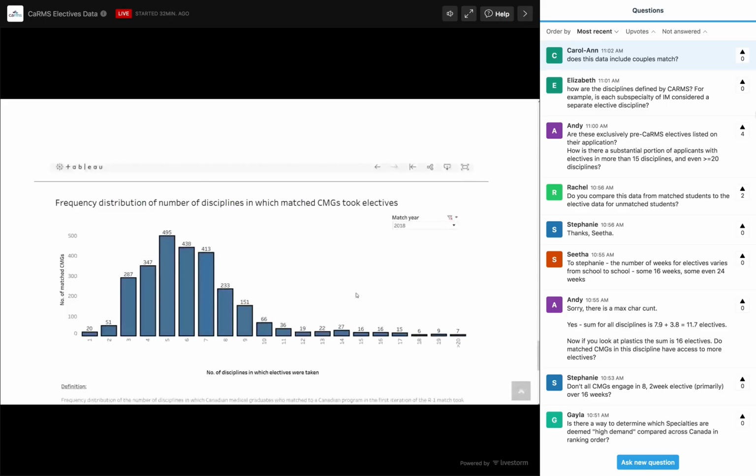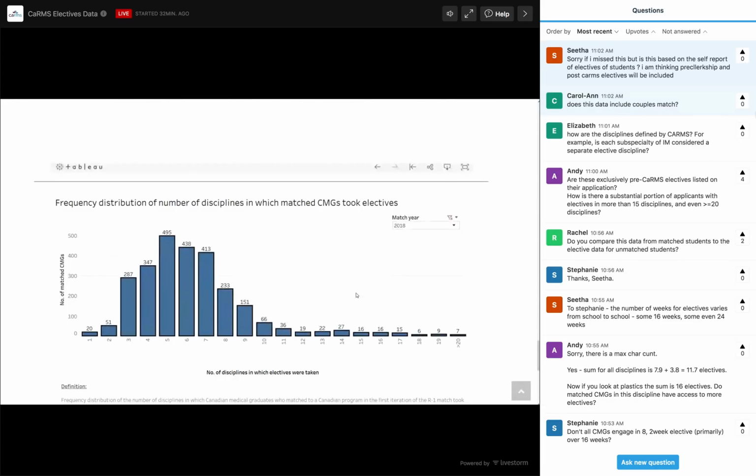How are the disciplines defined by CaRMS? For example, is each subspecialty or IM considered a separate elective discipline? I'm looking to my data colleague. It's based on the categories that the people have in the drop-down choices in the elective part of the application. So that's essentially it, where the elective is captured within the elective portion of the application.